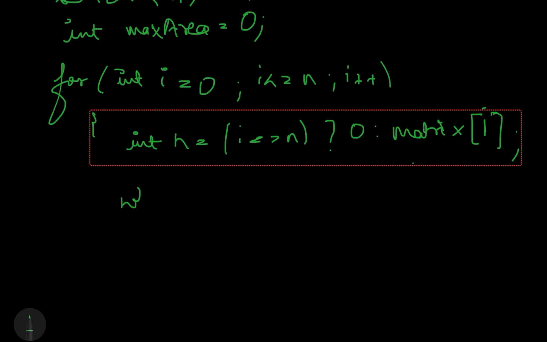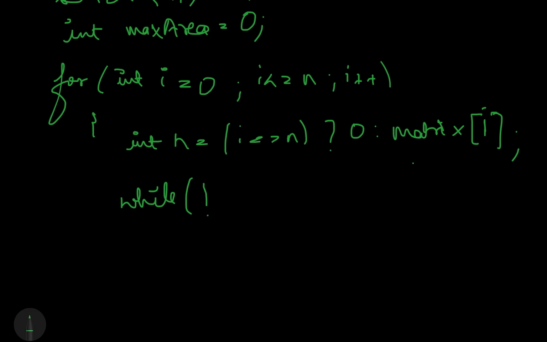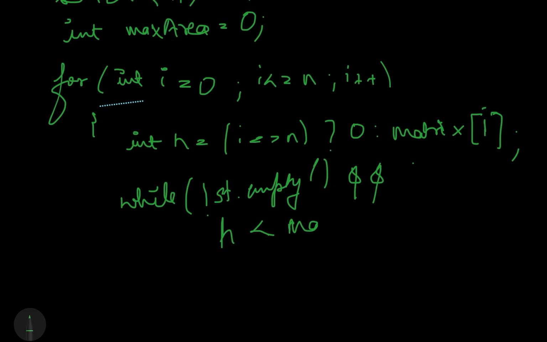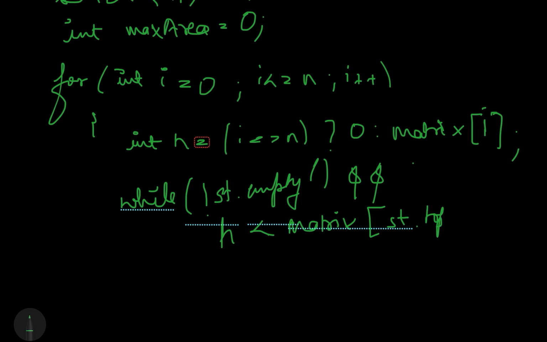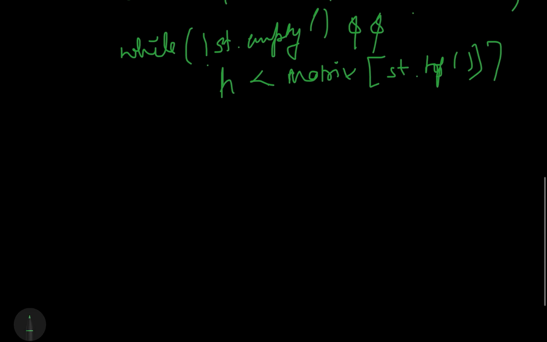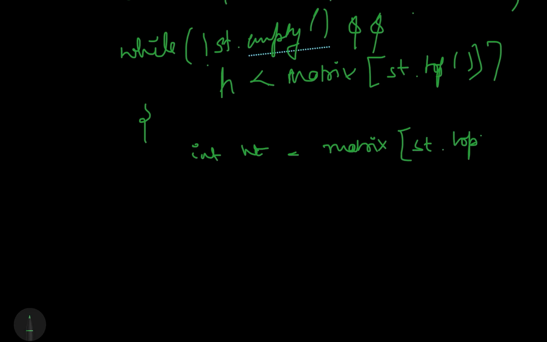Okay, and while our stack is not empty and our height is less than matrix of stack dot top, then what we'll do, we'll initialize a height variable which is equal to matrix of st dot top and pop the value from the stack.